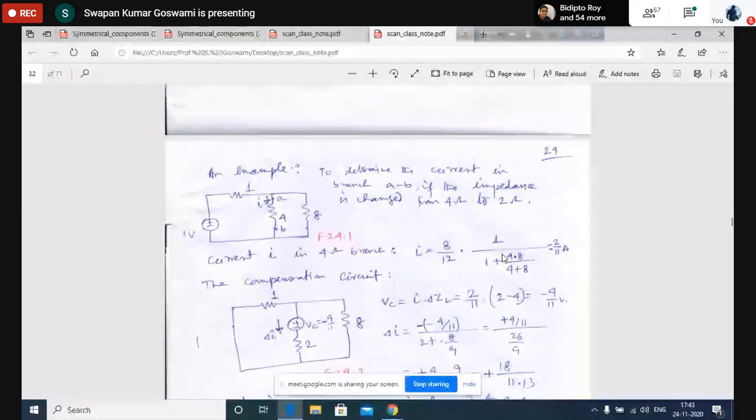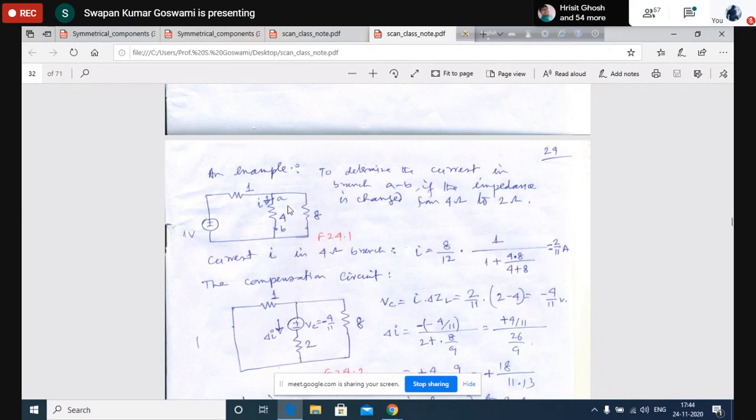You see that 8 by 12 is the fraction of the total current. The total current I is 1 volt divided by 1 plus 4 into 8 by 4 plus 8. That means it is 32 by 12. You find out the value, whether it is correct or not. Then this current will be the original current. Is it 8 by 12 of the original current? You calculate whether this is correct or not.